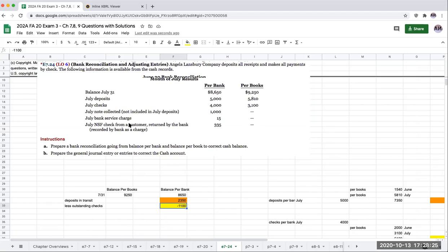July note collected was $1,000 and this was not included in our July deposits. So the note collected is going to be a $1,000 addition to my book balance, because this is not being reflected in my book balance. The July bank service charge is going to be $15, and then the NSF check, which means non-sufficient funds. This is also something where I need to adjust my books downward.